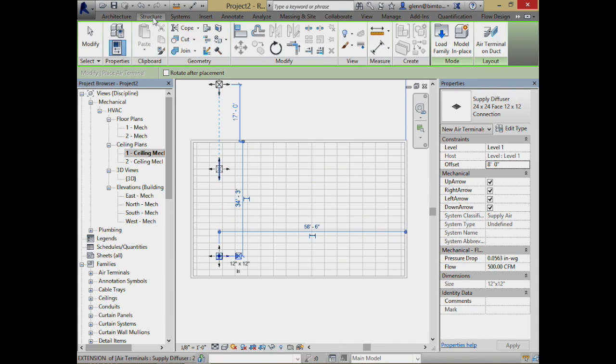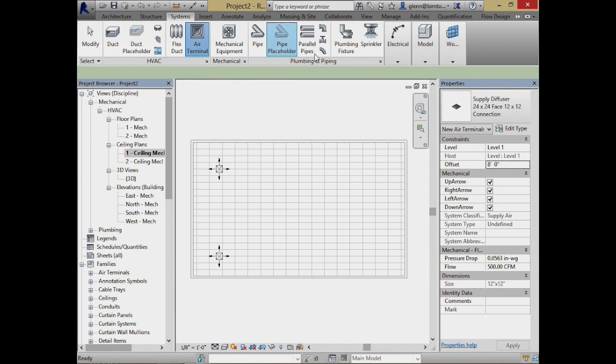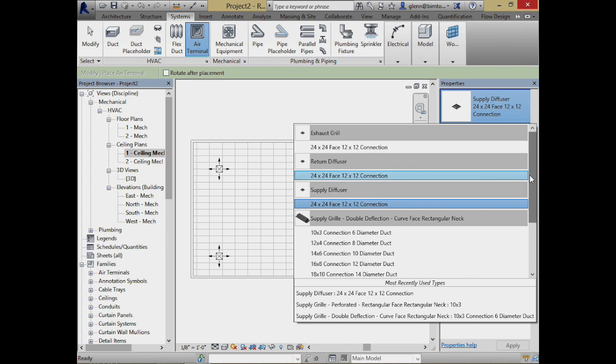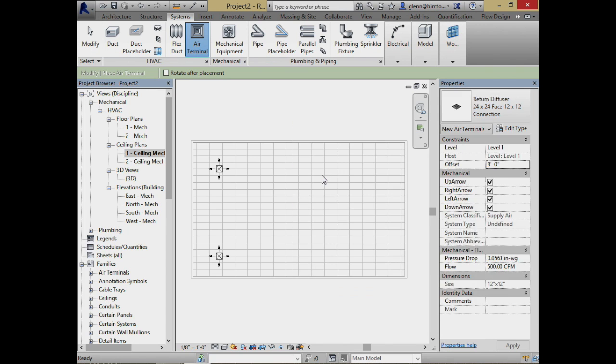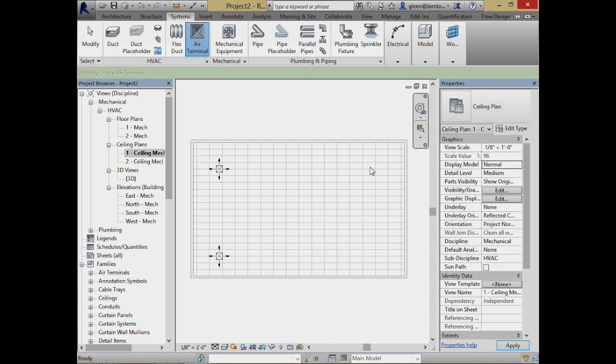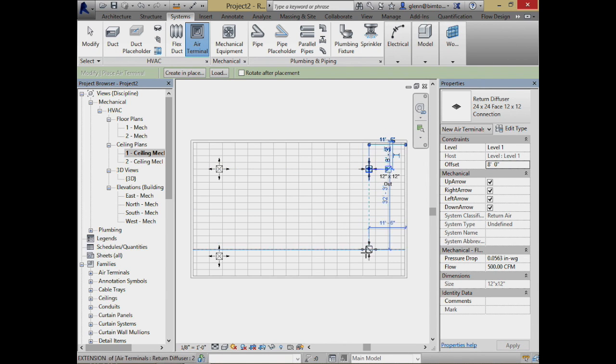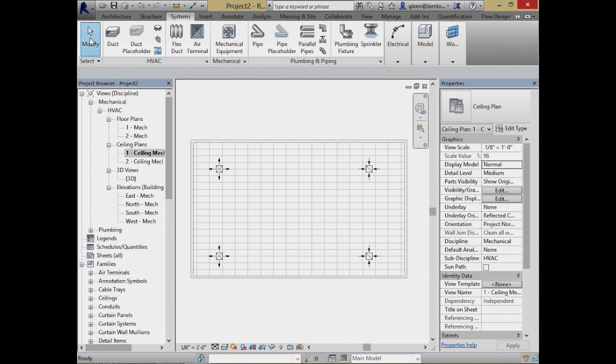Going to go through and put the returns going the other way. So systems, air terminals, put some returns over in the other direction. Again, highly simplified. Oh, level 1 plus 8. I have one sitting on the floor right now. I'll get rid of that in a second. Notice the difference in the symbols. The cross being the supply going out, the single hatch being the return going back.